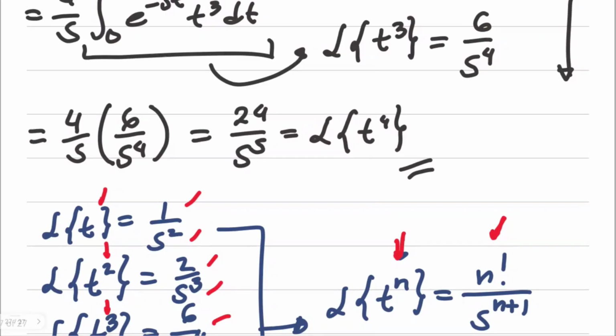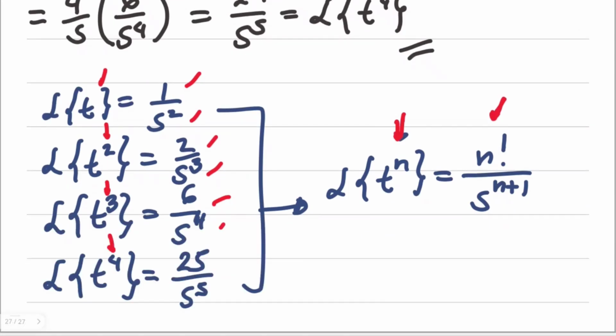sorry, my bad. This is not 25, right? I had an error here: 24, because 4 factorial is 24, that's correct. And then you will have 4 plus 1, which is equal to 5. This is the general rule for t to the power of n.